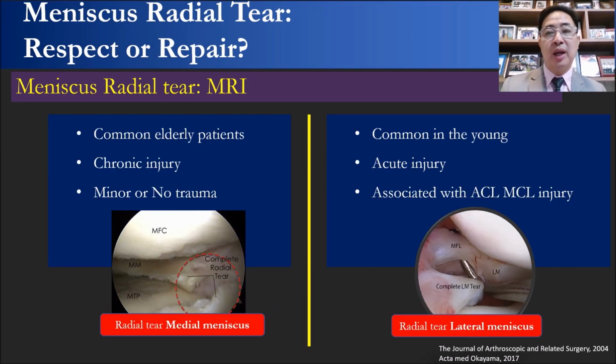So the meniscus rupture can happen in the young and also in elderly patients with different mechanisms. In the young, it's always acute injury associated with ACL, PCL injury, MCL injury. But in elderly patients, it's common in chronic injury with minor trauma or no trauma. It's same like meniscus root tear.